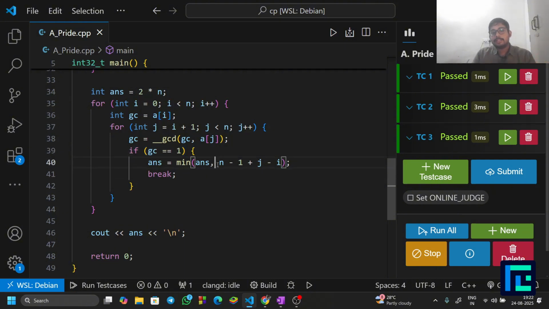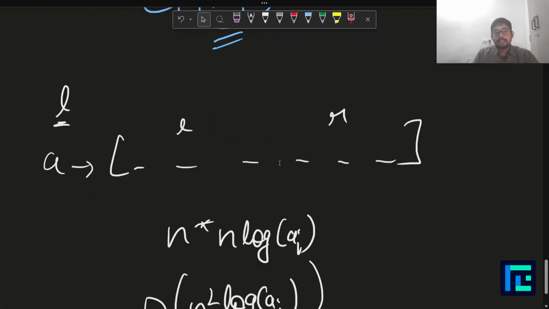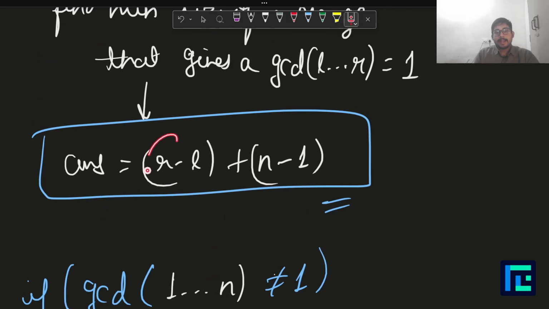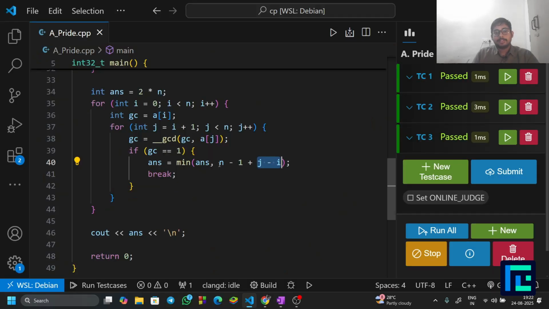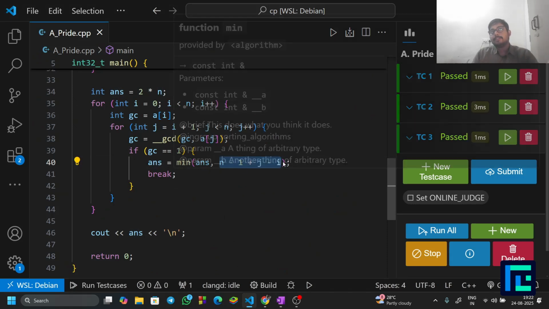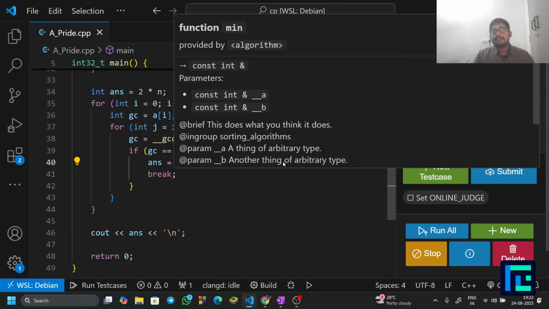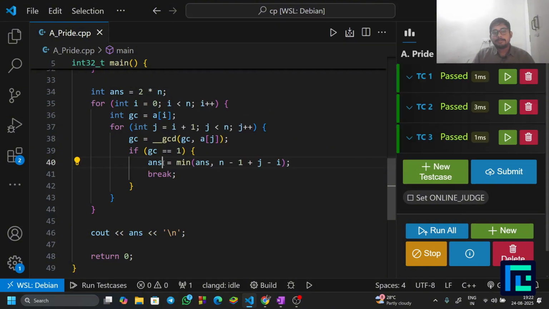So our answer would be n minus 1 plus r minus l, or j minus I. This was our answer, r minus l plus n minus 1. So n minus 1 plus j minus I is r minus l. So we'll minimize our answer. This is one possible answer for this particular j and I. So we go through all valid j and I and minimize our answer.